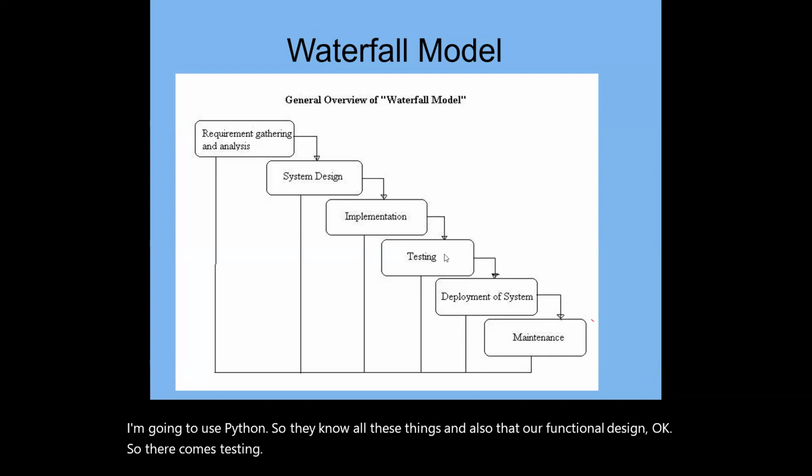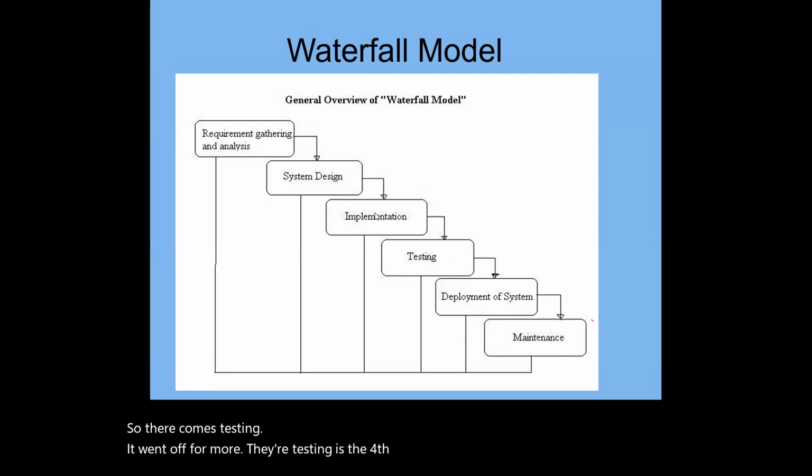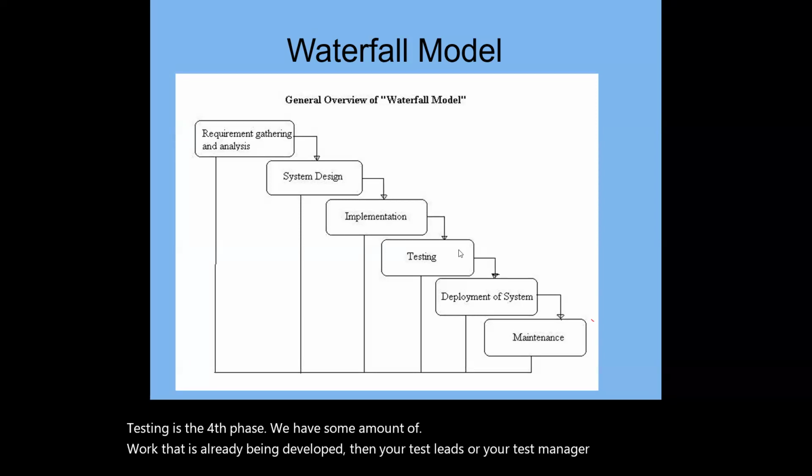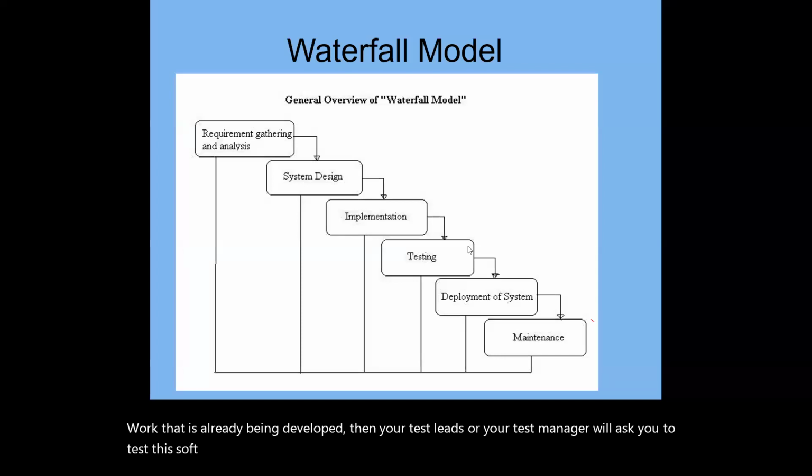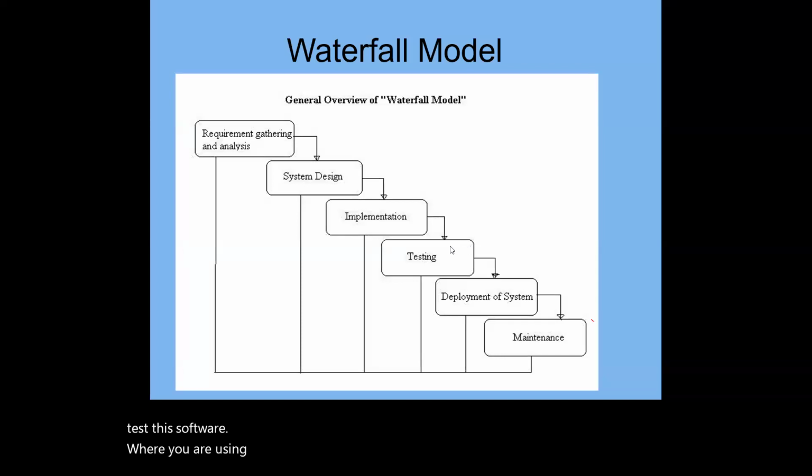So there comes testing. In the waterfall model, testing is the fourth phase. 1, 2, 3, 4. Testing is the fourth phase. We have some amount of work that has already been developed. Then your test lead or test manager will ask you to test this software where you are using the traditional waterfall model.